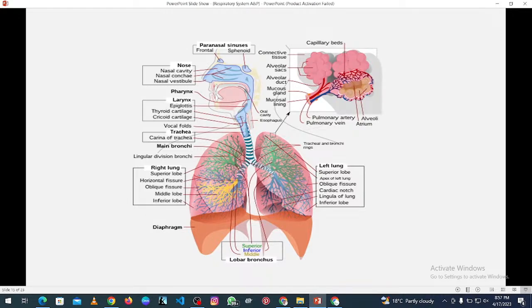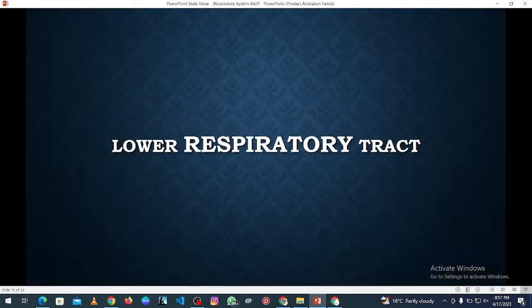So this is essentially what we've talked about. We've not talked about the paranasal sinuses, but we've talked about the nose, the pharynx, the larynx, and the trachea. So let's get to the lower respiratory system.